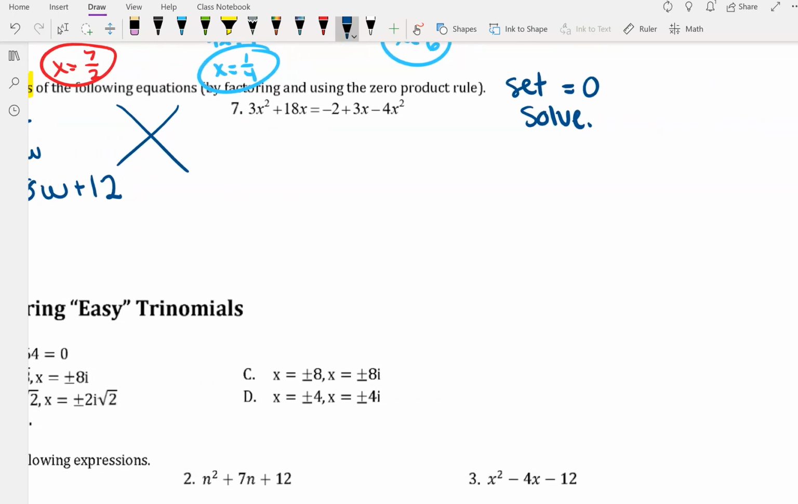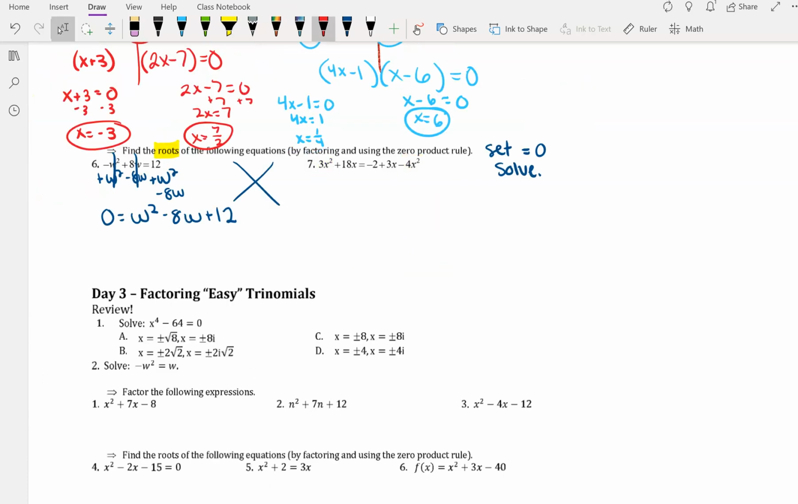Okay. The next one, same thing, except this time I'm going to move all of this stuff over to the left. To move this over to the left, I'm going to do the opposite of all of these things. So the opposite of subtracting 2 is adding 2. The opposite of plus 3x is minus 3x. And the opposite of minus 4x squared is plus 4x squared. And then I'm going to do that same thing to the other side.